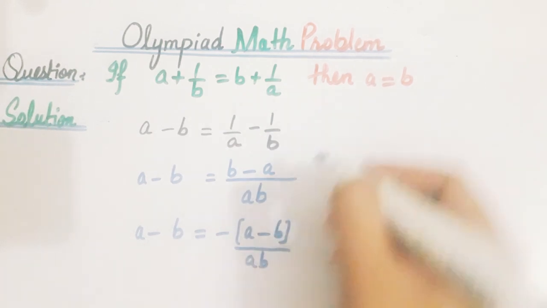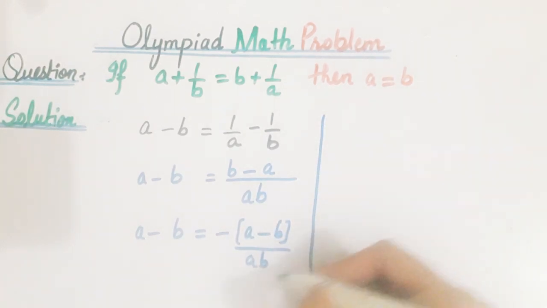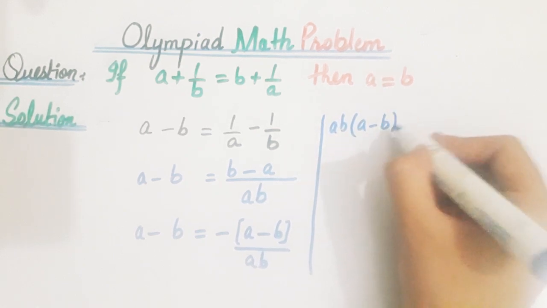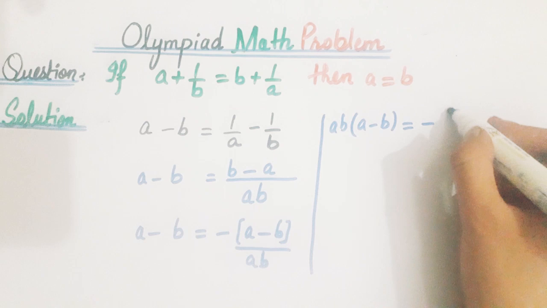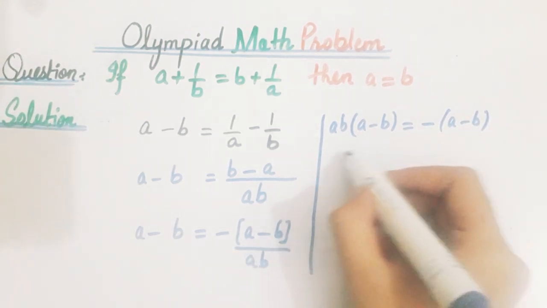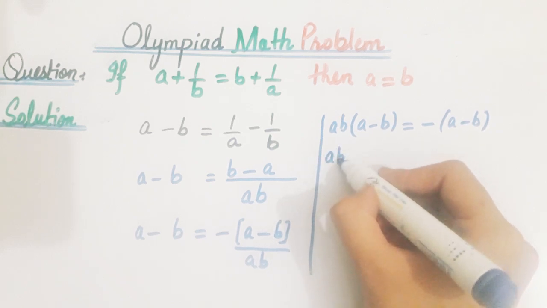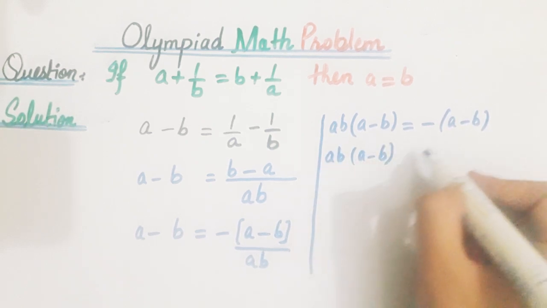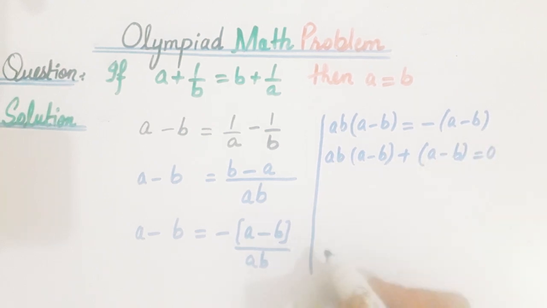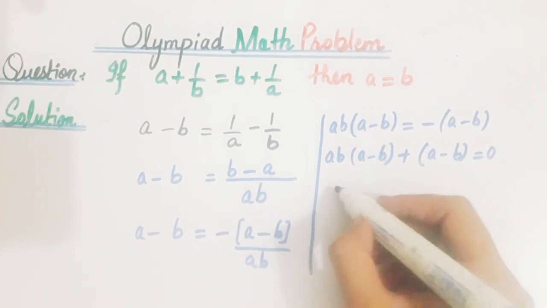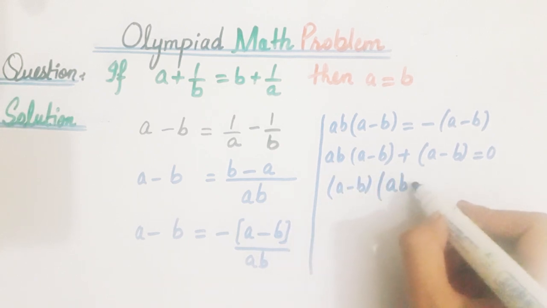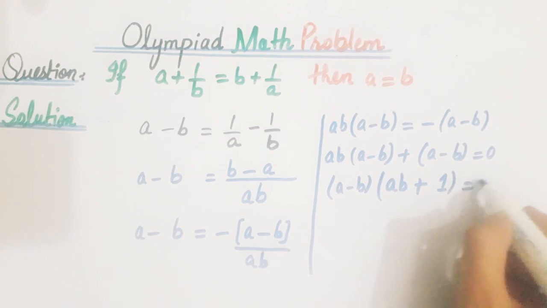Now we will cross multiply this: ab into a minus b equals minus into a minus b. Now make this one equation: ab into a minus b plus a minus b equals 0. Now take a minus b as common. So the remaining will be ab plus 1 equals 0.